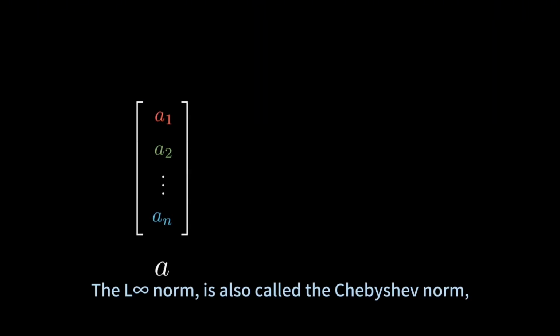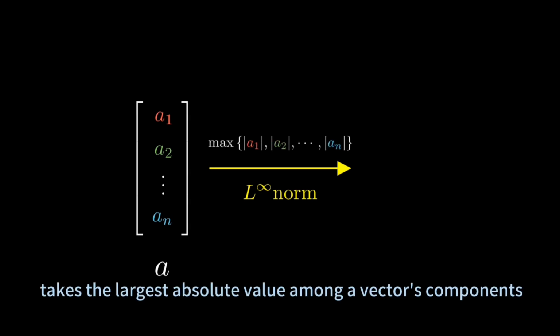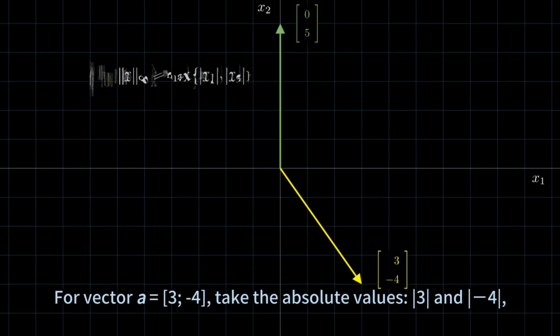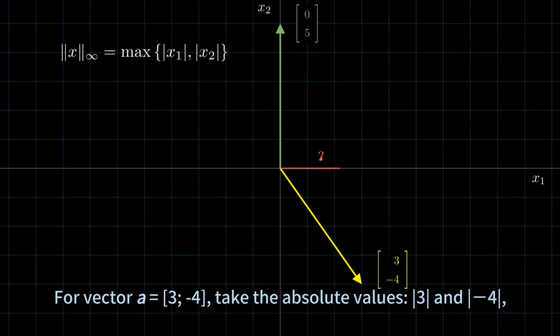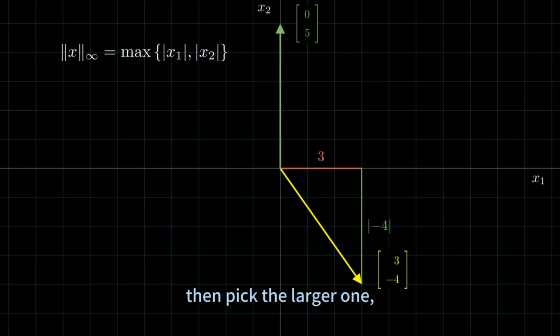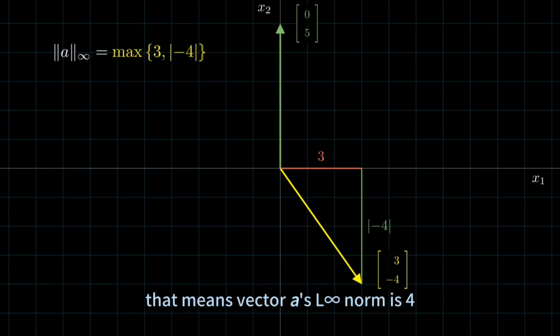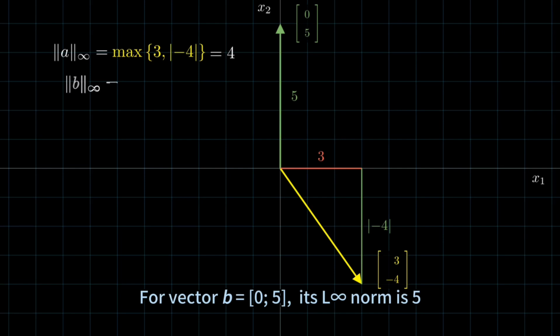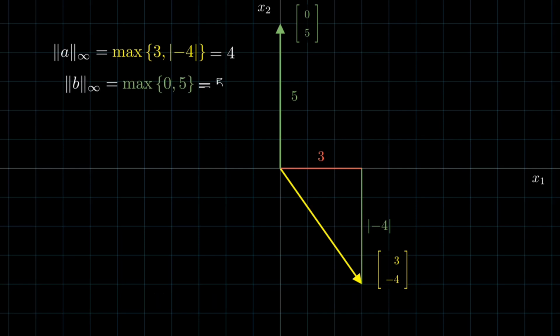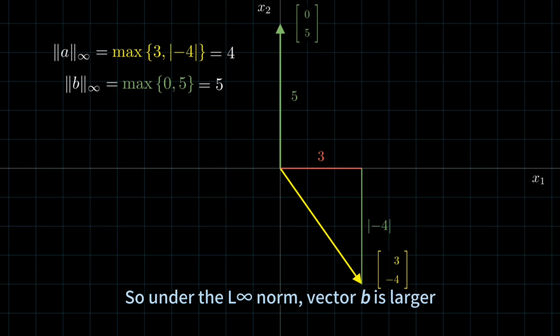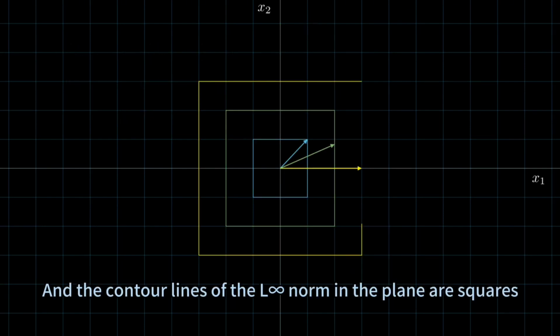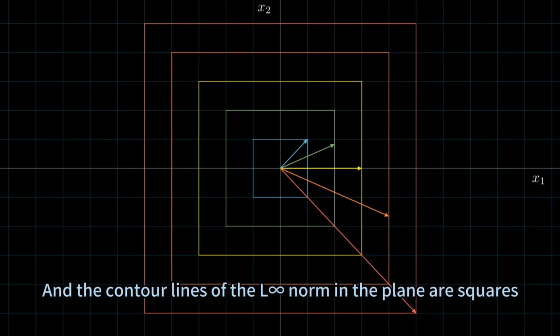The L infinity norm, also called the Chebyshev norm, takes the largest absolute value among a vector's components. For vector A, take the absolute values, 3 and 4, then pick the larger one, which means vector A's L infinity norm is 4. For vector B, its L infinity norm is 5. So under the L infinity norm, vector B is larger. And the contour lines of the L infinity norm in the plane are squares.